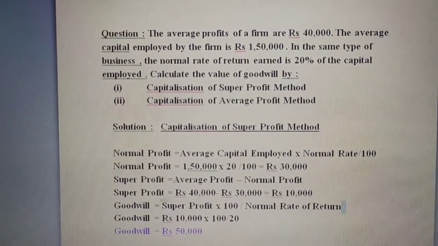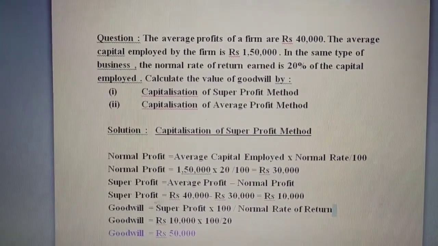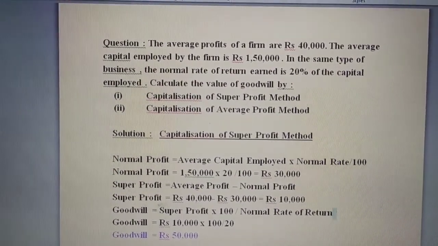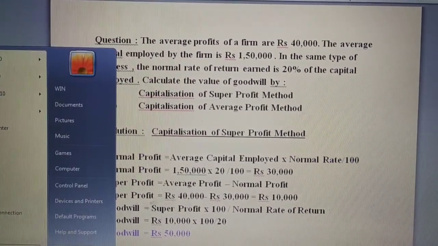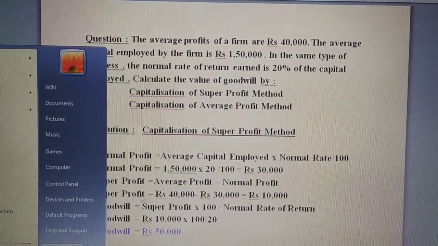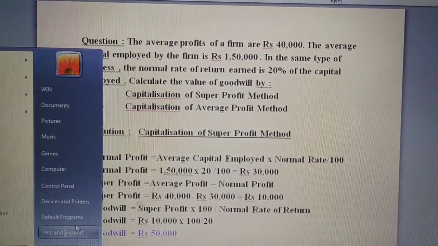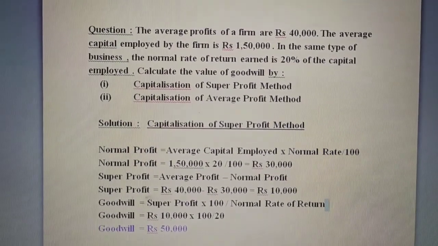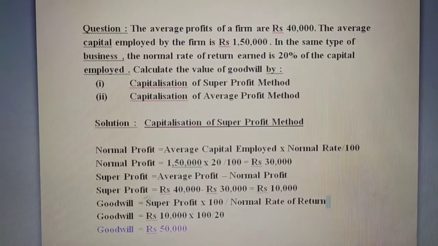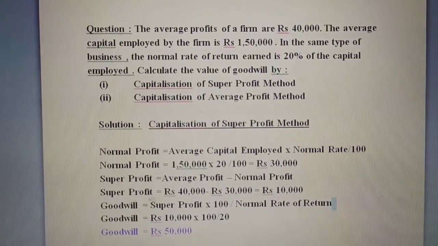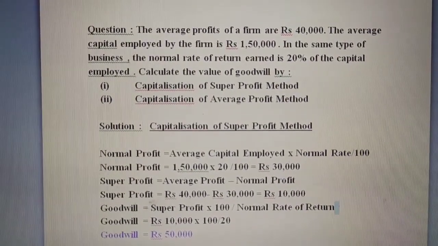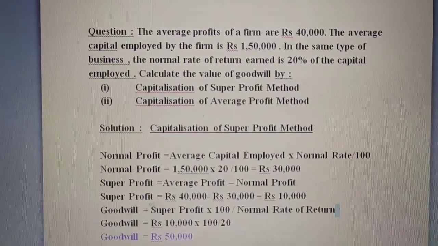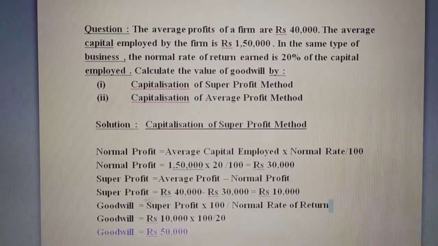So let us start with our first method, that is capitalization of super profit method. So what we need to calculate here? First we need to calculate normal profit. Normal profit formula is capital employed into normal rate upon 100. Here you can see capital employed given is 1,50,000. So 20% of 1,50,000 is 30,000.